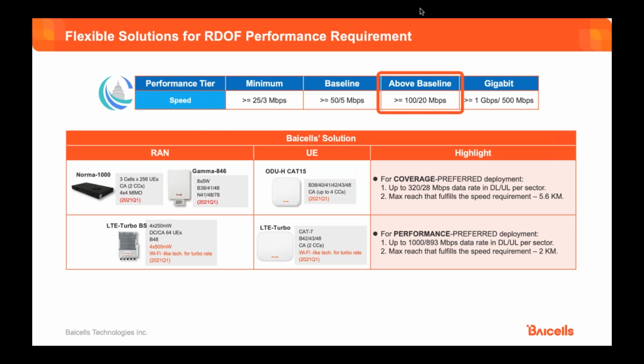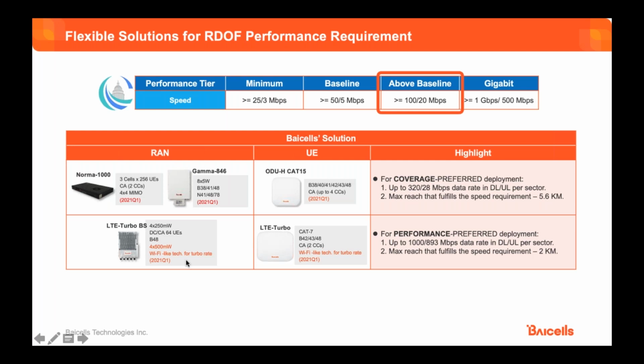So in order to achieve these speeds, we just certified last week the Catch 15. This is the perfect companion to the distributed RAN unit right here. It will aggregate 4 carriers on the downlink and 2 carriers on the uplink, and it has lots of new features, very high gain, 18 dBi on the antenna, and this can be used as an outdoor CPE for the RDOF technology.